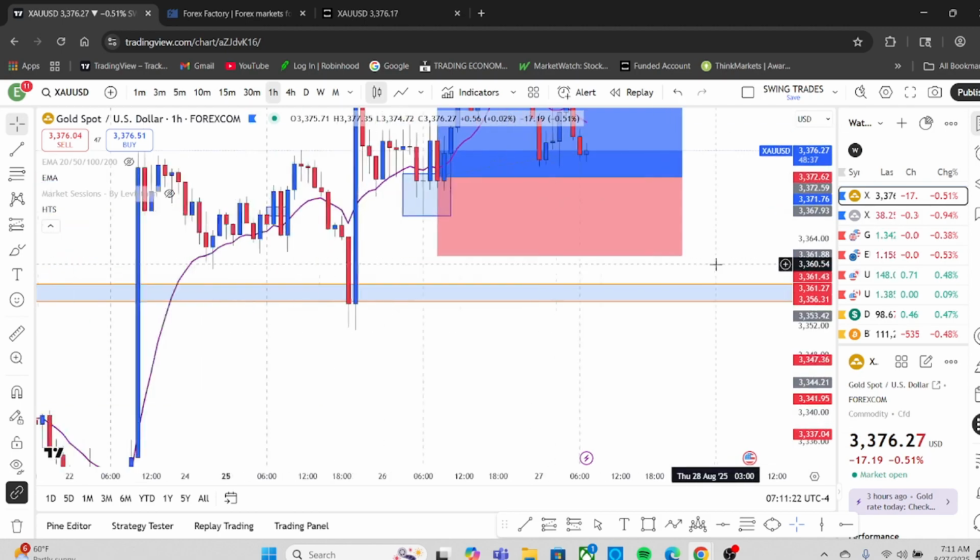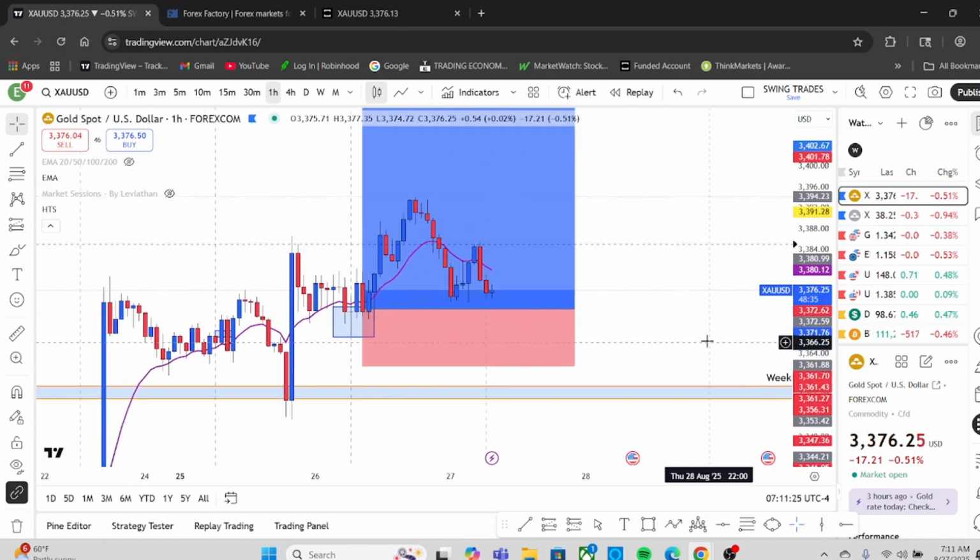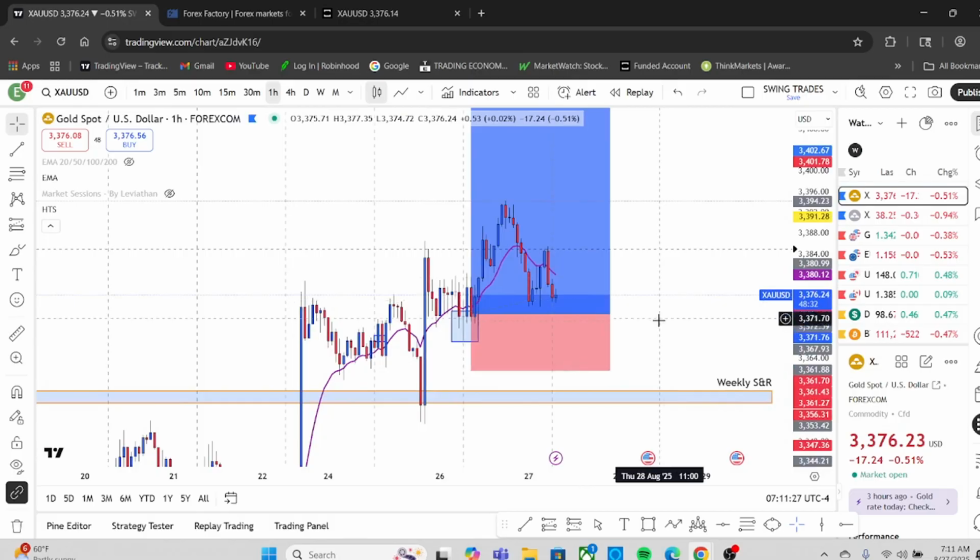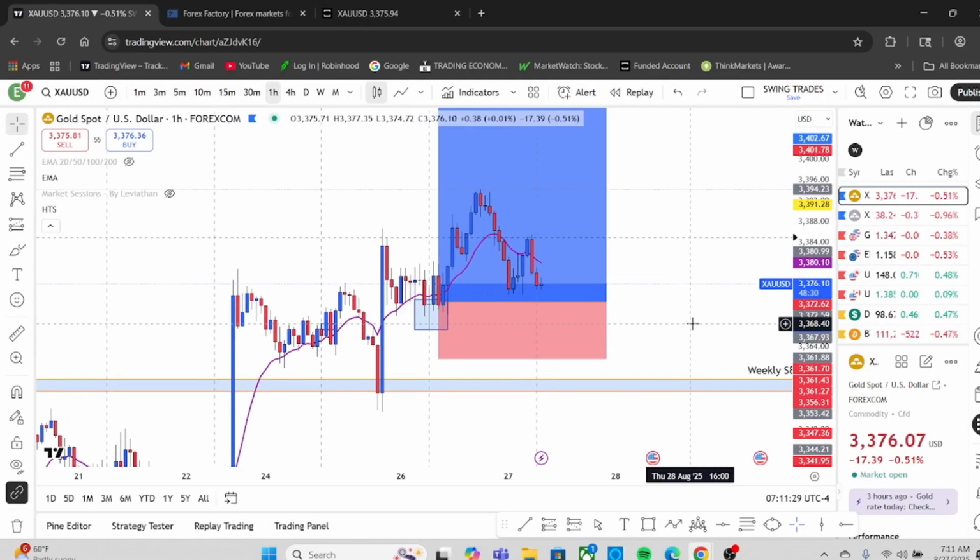I'll update you guys later if we are still holding this trade or not, if it's in profit, if we already hit TP, or if it hits stop loss. I'll update you guys later. But yeah, I'm still confident in this analysis. I'm just gonna hold it.